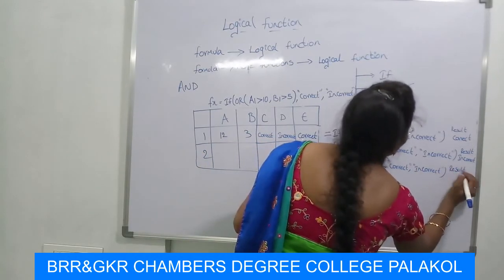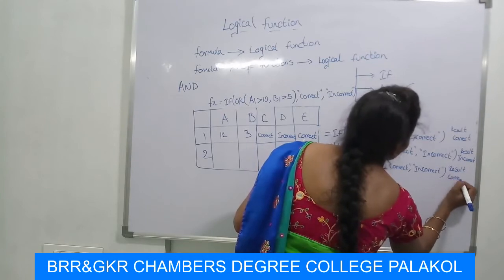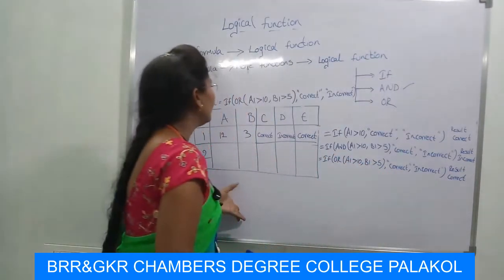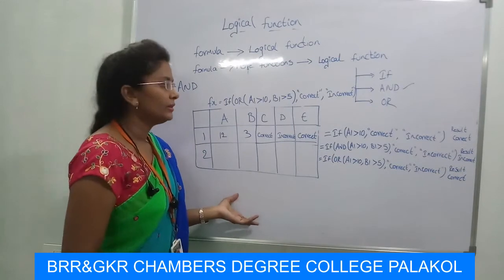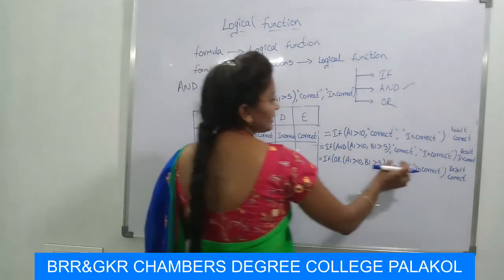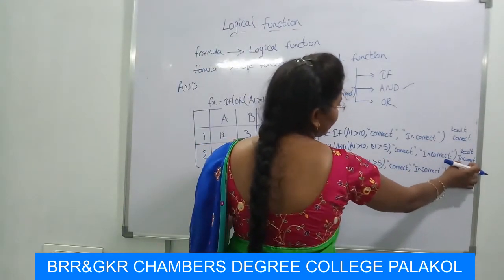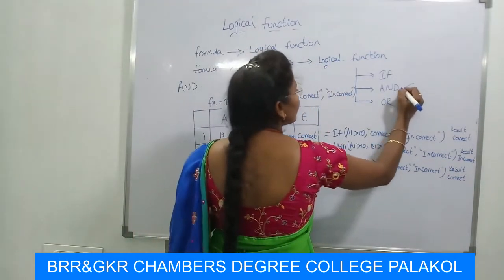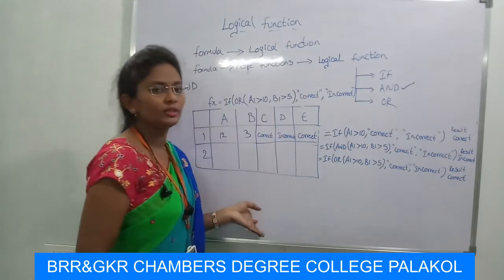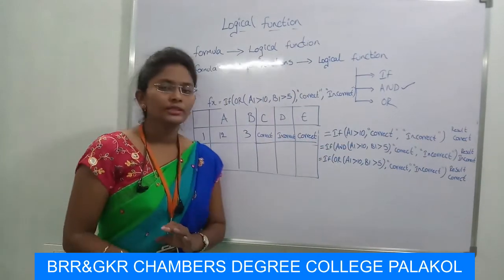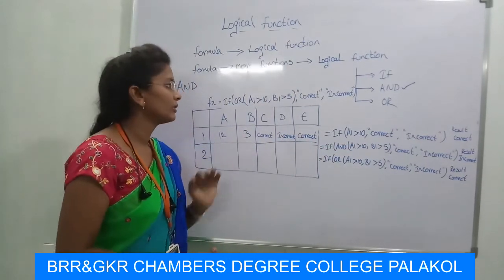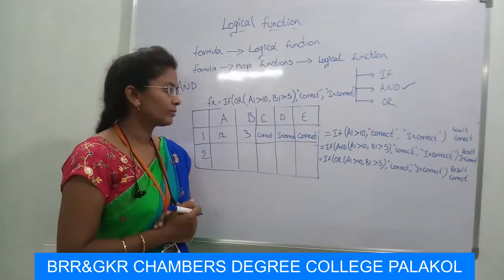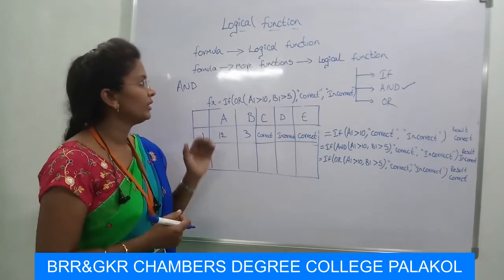This is the way. Here, in the second section, the answer is incorrect, and in the third section, the answer is correct. According to this function, the answer will be displayed. For the AND function, the answer is incorrect, and for the OR function, it is correct. These are the three types of functions available in the logical section.